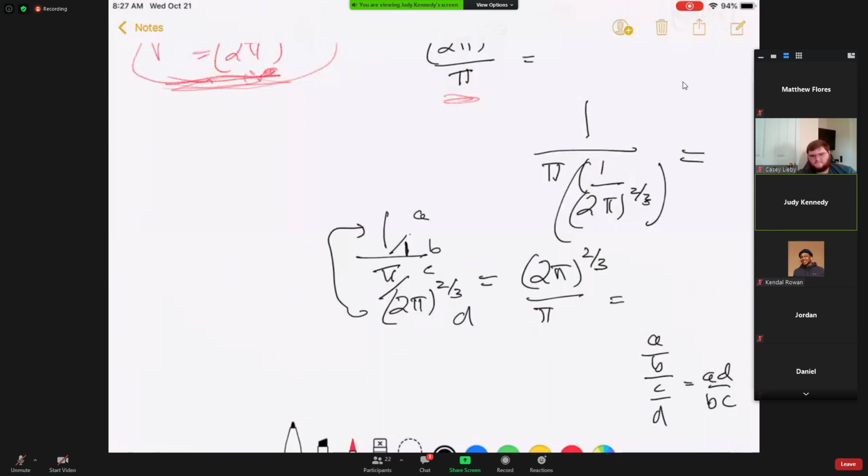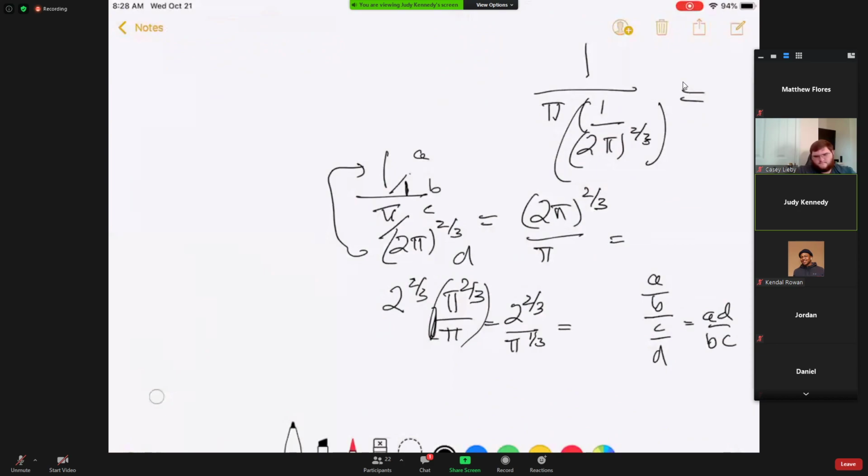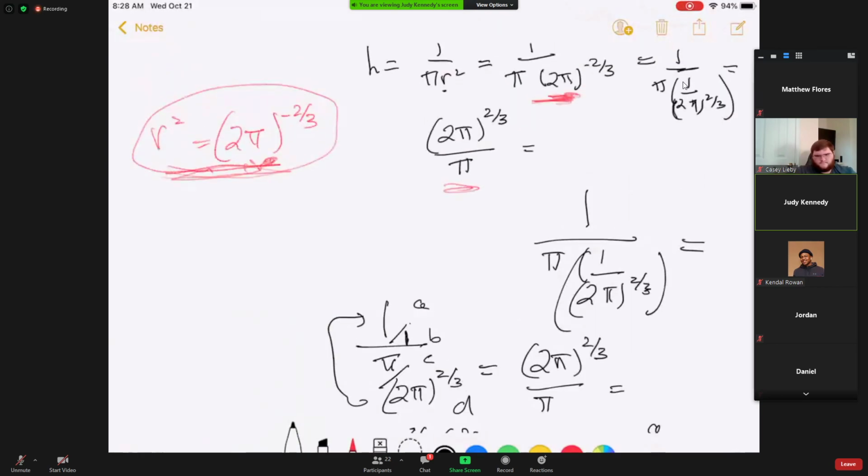Let's see, I guess you could simplify a little bit more. In fact, this is 2 to the 2/3 times pi to the 2/3 over pi. Or maybe it's not worth it. This would be the cube root of pi, this pi and that pi. Okay, simplified, which is the cube root of 4 over the cube root of pi. And I guess you could keep fooling around with it, but we could just leave it like that too.